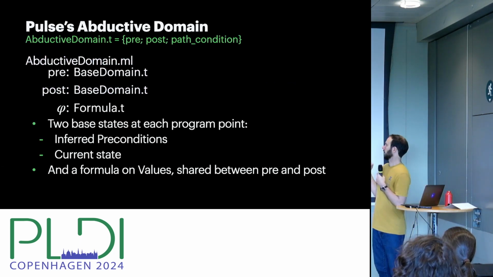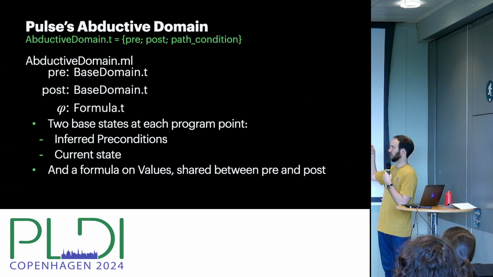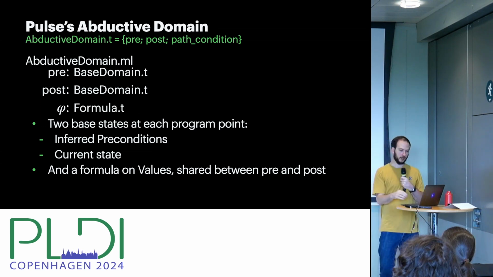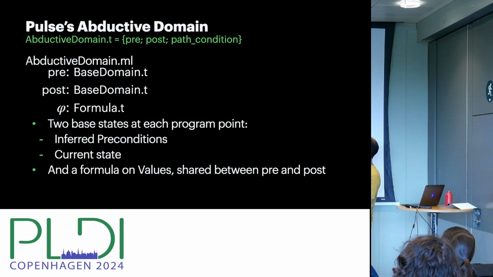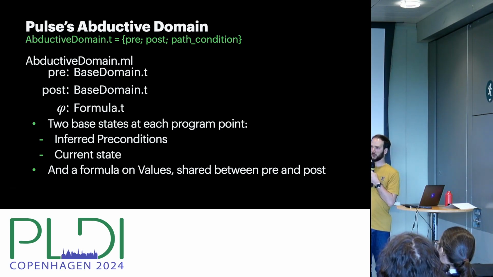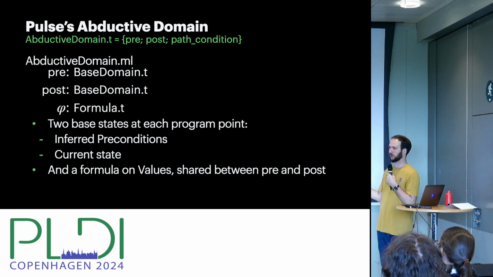So what Pulse works with is not one of these states, but at any time a pair of these states, one that represents the inferred precondition for the function so far, and one that represents the current state. And there's a formula as well, like V0 equals 0 on the previous slide was actually not part of this base domain, there is something that's shared between the pre and the post, thanks to the fact that values are immutable. And that's sort of all the pure facts about values, like equalities and inequalities.